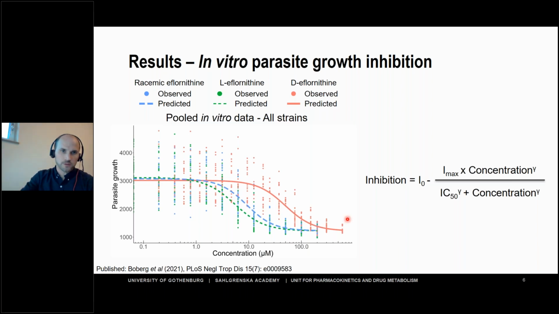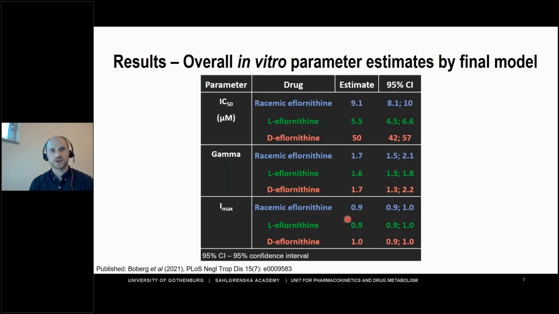So from this model, we then get the parameters, and here I have the overall parameters. We also have them for the specific strains, but the message is still the same, independent of what strain we look at or if we look at all of them combined. So if we look at the potency, here measured as the IC50, and these are now in micromolar concentrations, you see that to have a 50% growth inhibition, you need 9.1 micromolar of racemic eflornithine and 5.5 micromolar of L-eflornithine, so a lower value there, which means it's more potent.